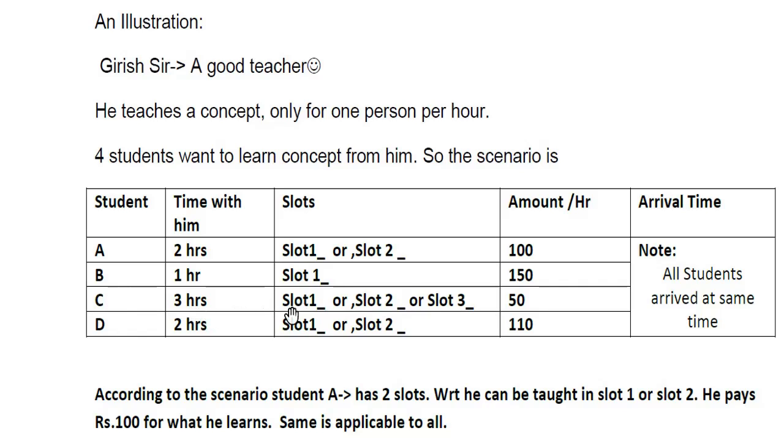Student C has 3 hours to spare. He can learn in slot 1 or slot 2 or slot 3. In whichever slot he learns, he is going to pay me just 50 rupees. Student D has 2 hours, and he can spend slot 1 or slot 2, and if he learns anything, he is going to pay me 110 rupees. And please note that all the 4 students have come at the same time, and arrival time is the same. So my constraint is I can only teach one student at a time. I cannot teach more than one student. So this is the scenario.